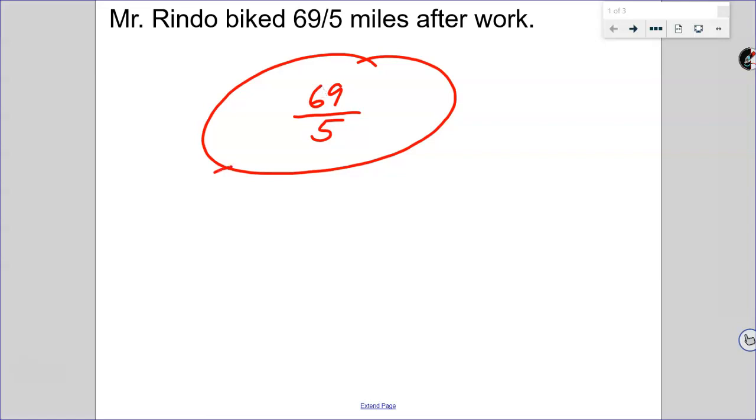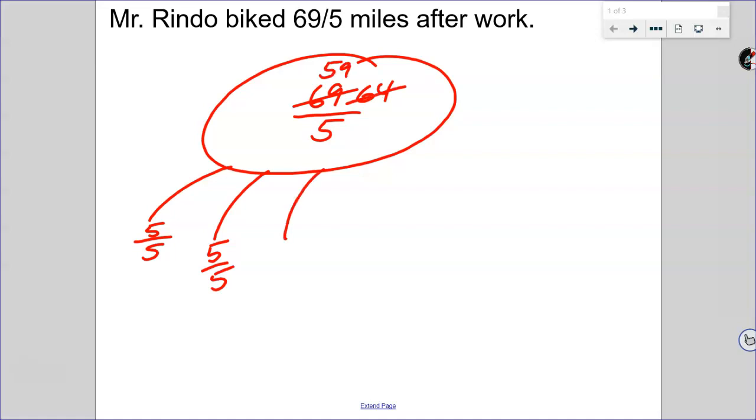I could go ahead and say, okay, let's make one group of 5/5, and then that would leave us with 64/5. And then I could go ahead and make another group of 5/5, and then that's going to leave us with 59/5. And I could just keep making groups of 5/5 until we don't have any fifths left, or until we don't have enough to make another group of 5/5. But then at that point, we would see how many whole miles there are in 69/5.